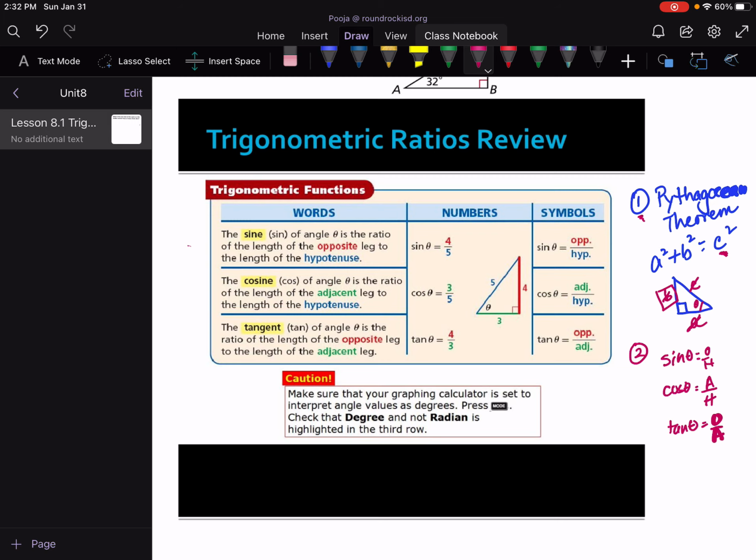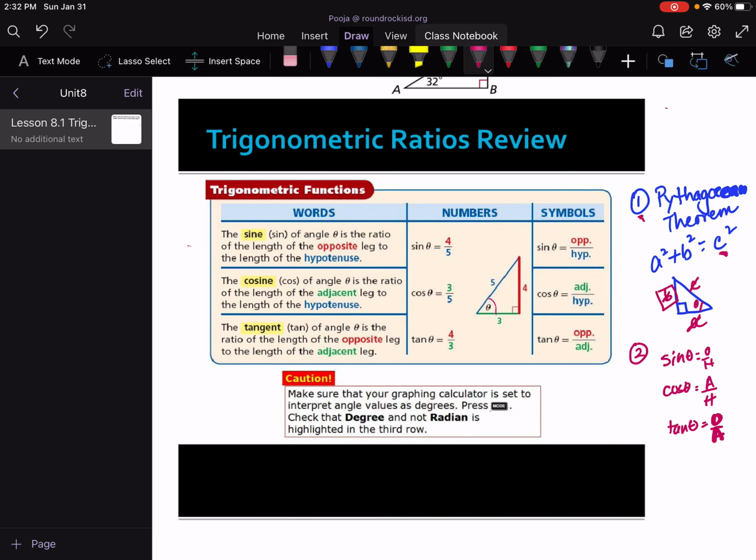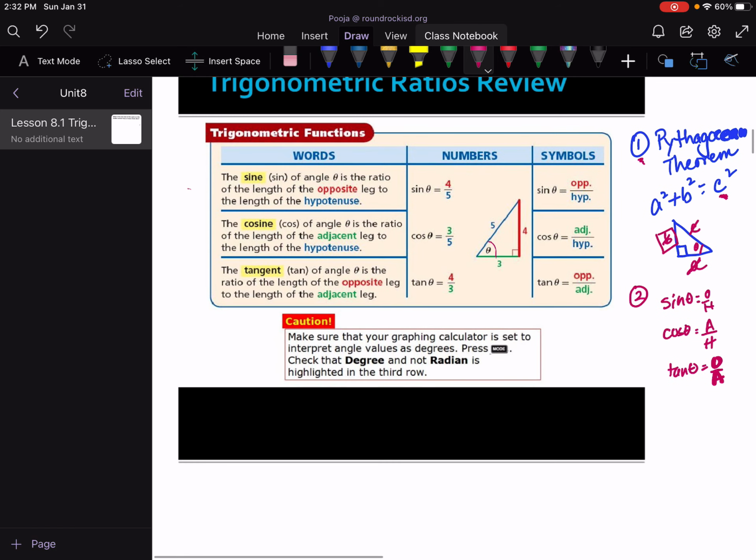Keep in mind that which theta we're referring to is important, because if we change theta, or if we alter theta, then the opposite and the adjacent are going to switch, and I'll show you that in just a second here. For now, again, keep in mind sine theta is equal to the ratio of opposite over hypotenuse. Cosine is the ratio, and that's the ratio right there, of adjacent over hypotenuse. Tangent is the ratio of opposite over adjacent.